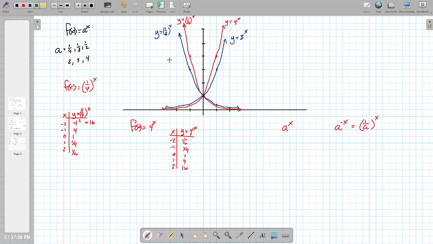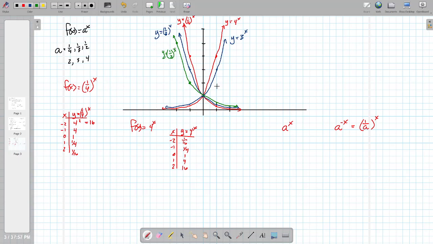Let's finish up with y equals 1/2 to the x and y equals 2 to the x. So if we have 1/2 to the x at -1, we would have 2. It would be here. At -2, we would have 4. At 1, we would have 1/2. And at 2, we would have 1/4. So we would end up with something that looks like this. This is y equals 1/2 to the x.